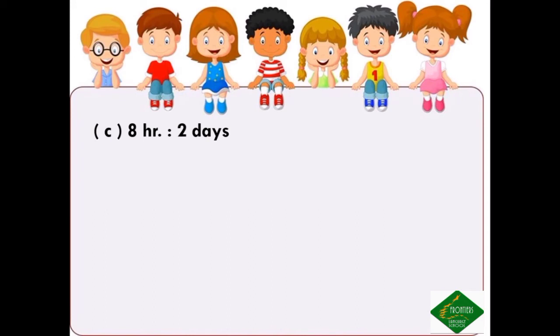Letter C, 8 hours to 2 days. Look, we have different units, hour and day. I must convert days to hours. 1 day equals how many hours? 1 day is 24 hours. So I will convert 2 days by multiplying by 24, which equals 48 hours.